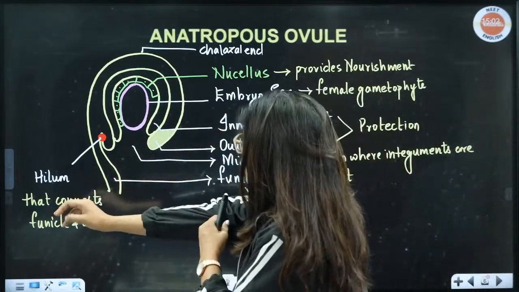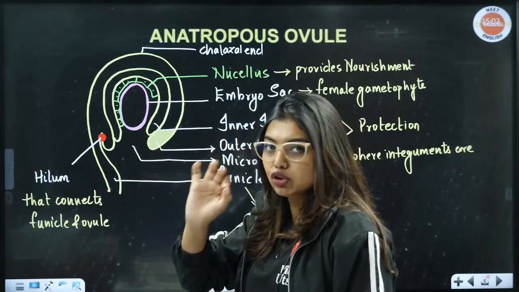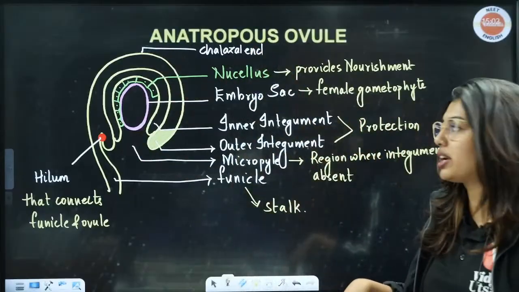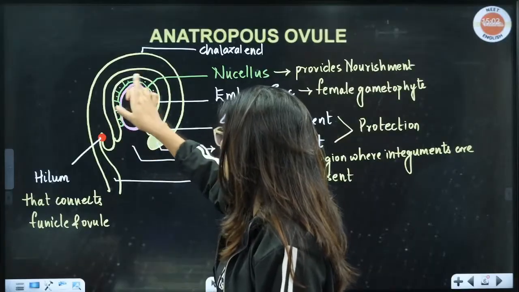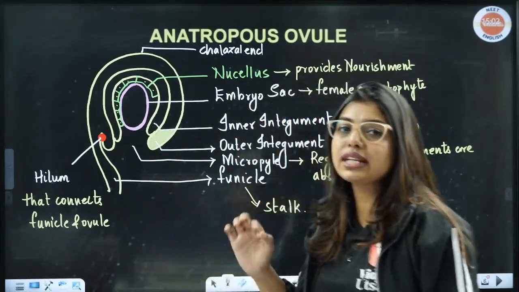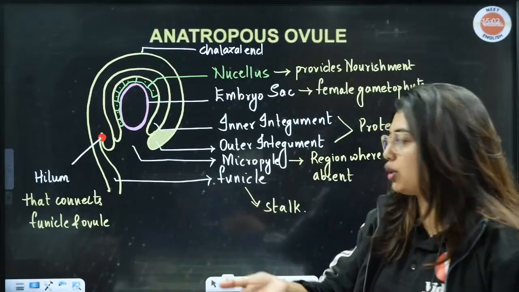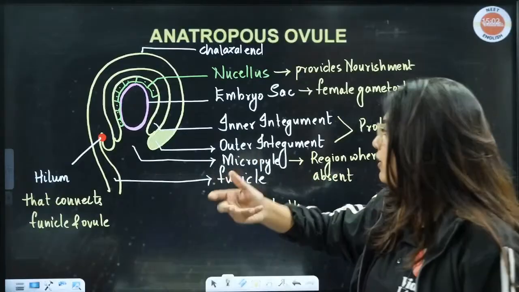Now, if you look at this, you will notice that there is a region where the integuments are absent, that is called the micropylar region. Opposite to the micropylar region, there is the chalazal end. Around the embryo sac there is a set of nucellus cells, which provide nourishment for the growing embryo, that is, the egg inside the embryo sac.